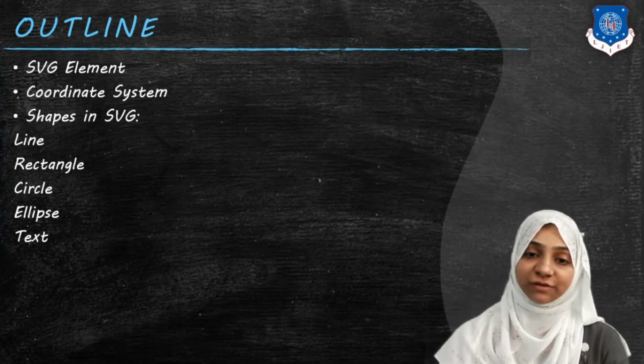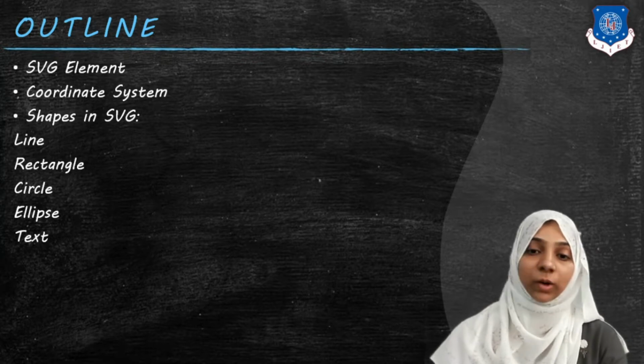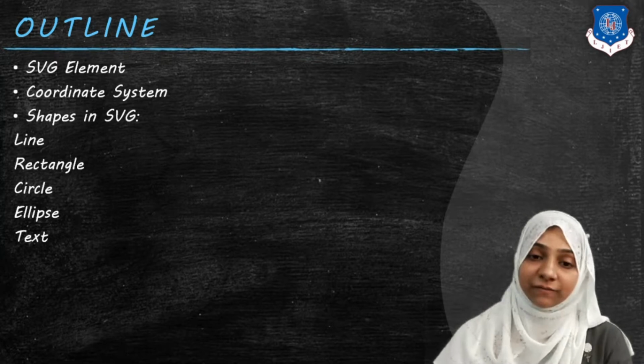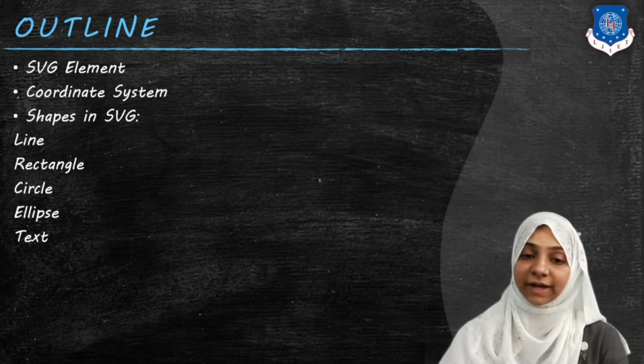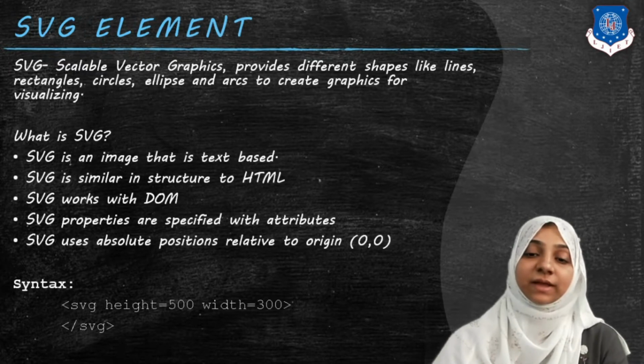Hi, in today's video we are going to study SVG in detail. First we will see how to use the SVG element, what the coordinate system used by SVG is, and we will also look into the shapes of SVG which can be drawn, like line, rectangle, circle, ellipse and text.